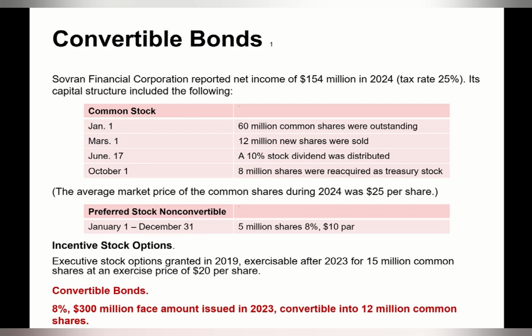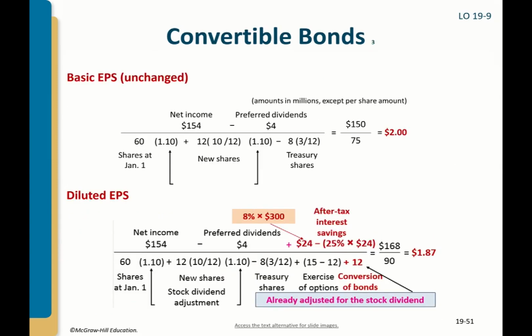Let's see the example of convertible bonds. So if this company has convertible bonds at 8%, $300 million face amount issued in 23, convertible into 12 million common shares. Therefore, let's see the diluted earnings per share. The numerator first, we need to calculate after-tax interest expense savings.